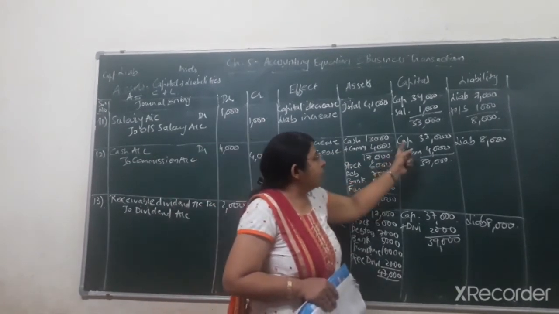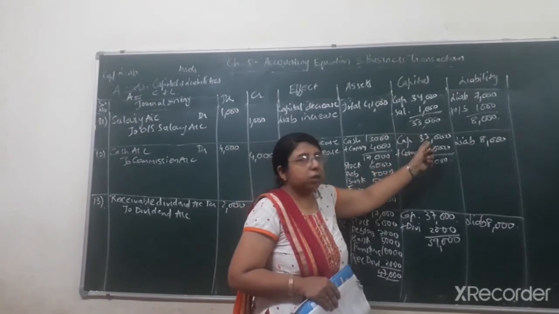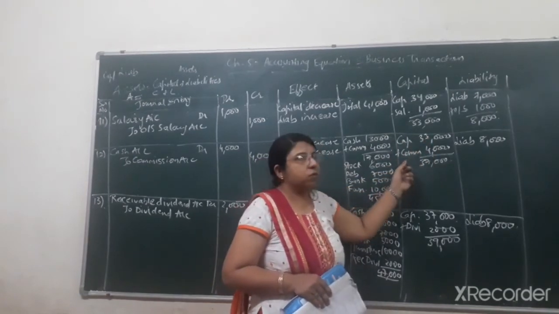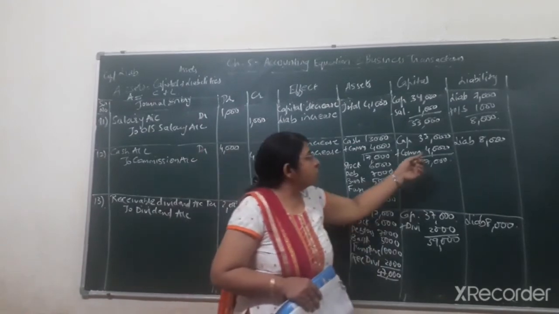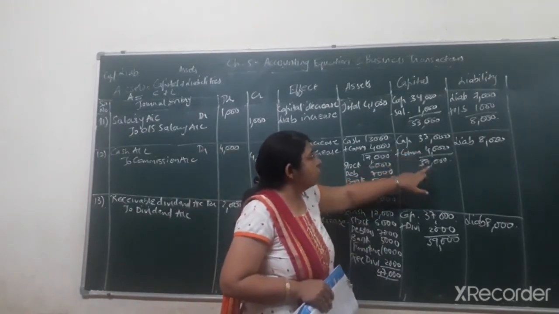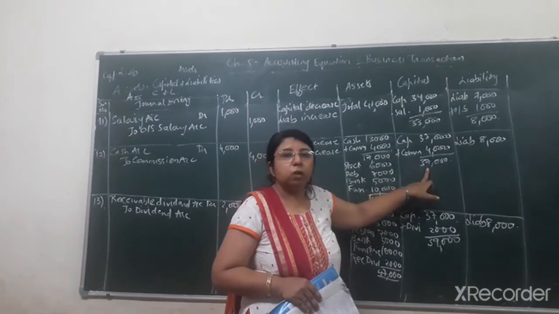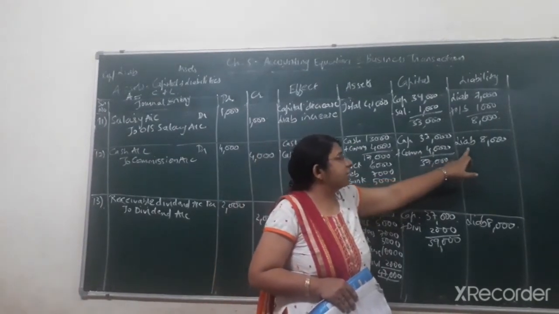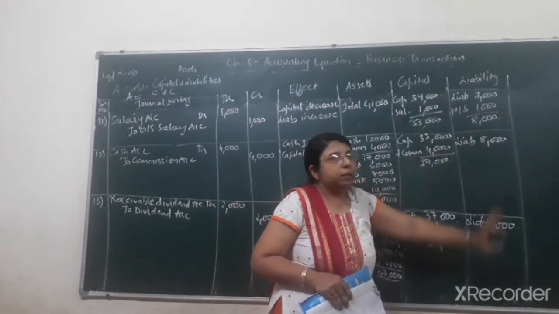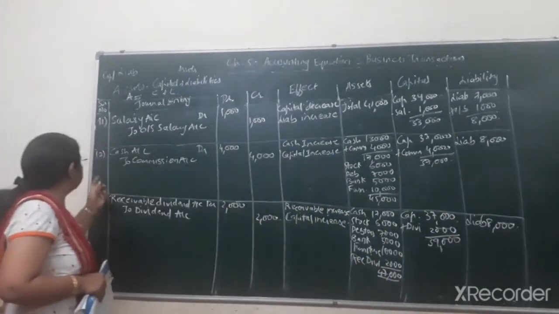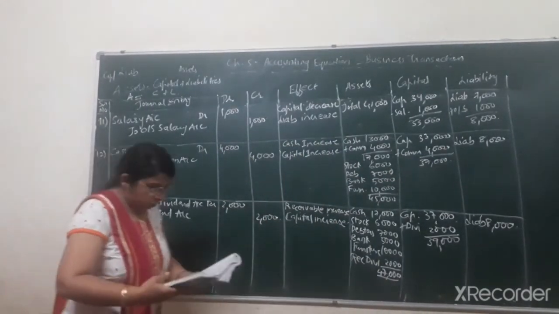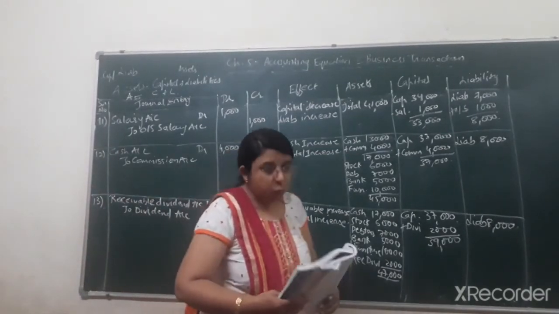And in case of capital, the previous balance of capital was 33,000. Now the commission is received, so due to receiving of commission income, the capital is increased by rupees 4,000. So 33,000 plus 4,000, total of capital will come to 37,000. And there is no effect in liability, so as it is, liability would be 8,000 from the previous transaction. Now after completing the 12th transaction, the 13th transaction is receivable dividend rupees 2,000.